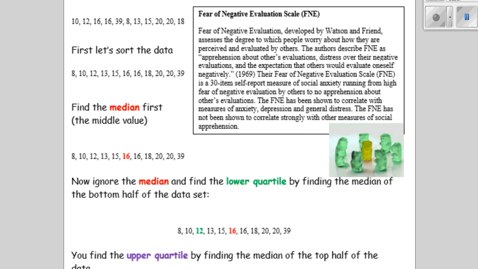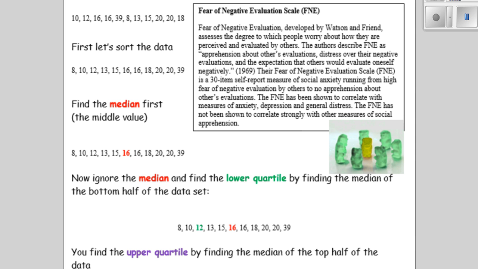So these are meant to be results from that fear of negative evaluation study. How many subjects were studied? How many people? 11. Yep, 11. So first of all, let's sort the data. How have I sorted the data? Good, smallest to biggest. That's always a nice thing to do.